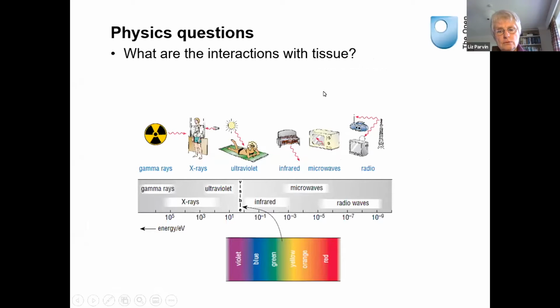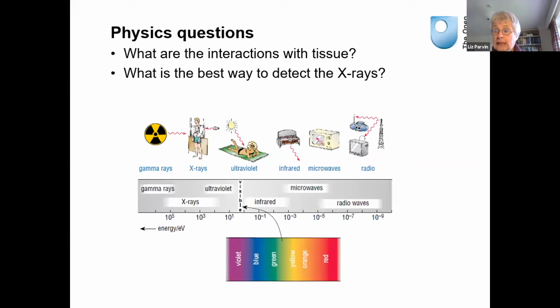As physicists, we have to stop and say, okay, let's ask some physics questions. What are the interactions with tissue? Well, the answer to this turns out to be all sorts of interesting things like the Compton effect and the photoelectric effect and so on. And then we have to say, well, what's the best way to detect X-rays? Röntgen used photographic plates because he happened to discover that it worked that way. Nowadays, we have more sophisticated digital detectors, but we still have to work out what is the best way to actually do this.